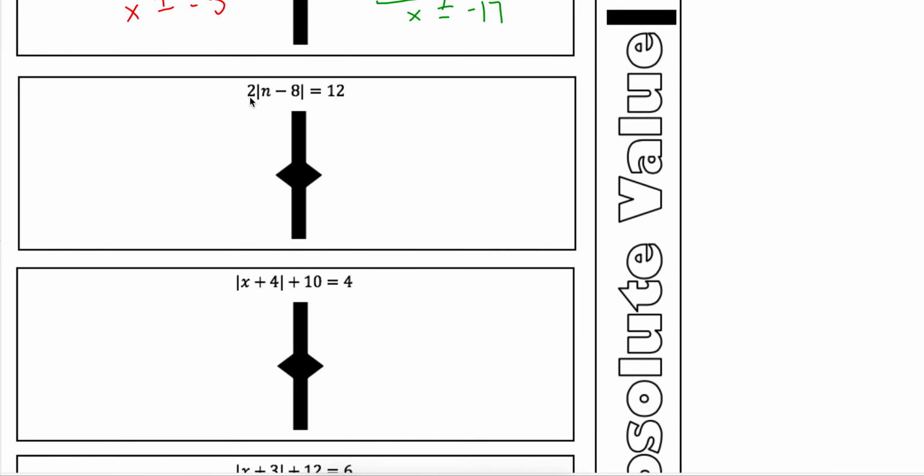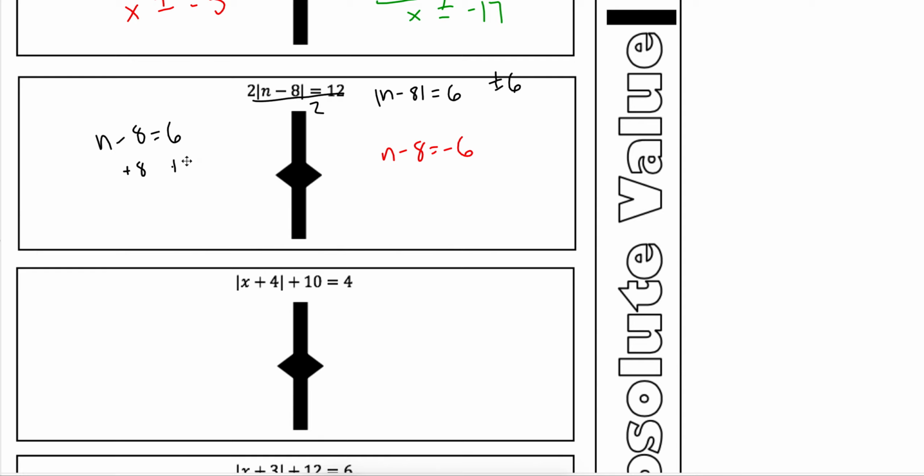Let's try our next one. We said if this is outside first, we need to divide everything by 2. So we're left with the absolute value of n - 8 is the same as 6. And that's positive or negative 6. So we get n - 8 = 6 and n - 8 = -6.